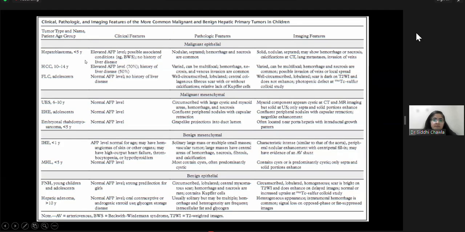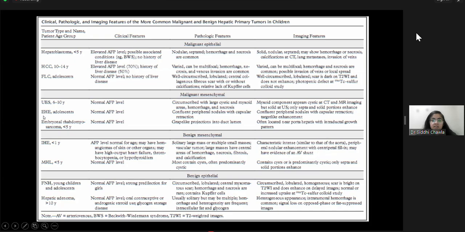So we have hepatoblastoma, we will have raised AFP level, we have to look for associated syndromes. In HCC, it is mostly in the age group of 10 to 14 years. Do not diagnose HCC in less than 10 years of age, unless the patient has some genetic predisposition. Then fibrolamellar, again a disease of the adolescence, patients will have normal AFP levels. Coming to the undifferentiated embryonal sarcomas, again seen in the age group of 6 to 10 years. Patient will have normal AFP levels. You will have myxoid areas, solid appearing on ultrasound, and cystic on CT or on MR.